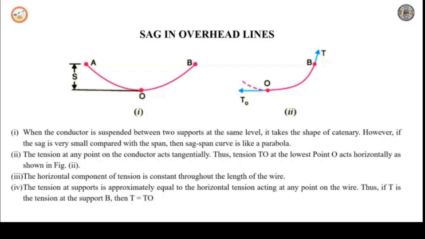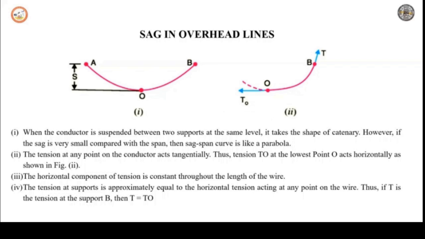What are the important points related to sag? You have to note down some important points here. When the supports are at the same level, the shape of the conductor will be a catenary. The shape of the conductor is called the sag span curve. If the sag is small compared to the span, then the sag span curve is a parabola. The tension at any point on the conductor acts tangentially. That I have shown in the second diagram. You can see that it is acting tangentially.